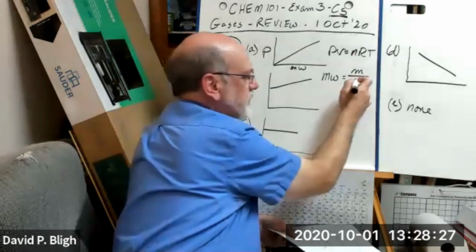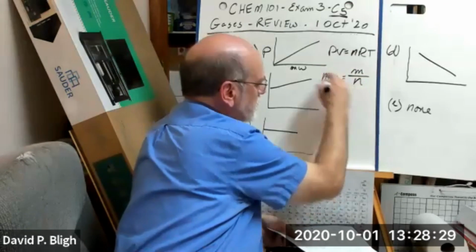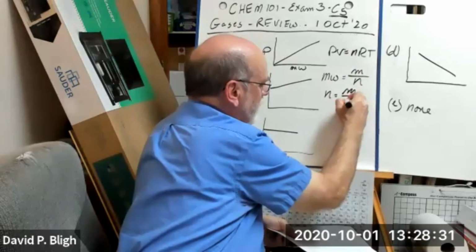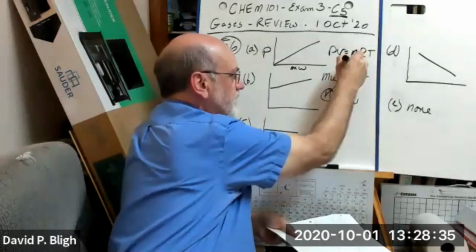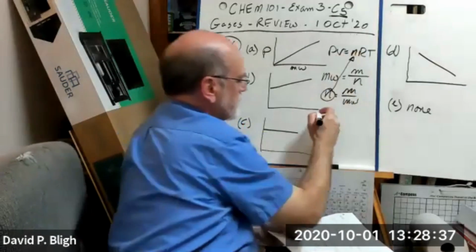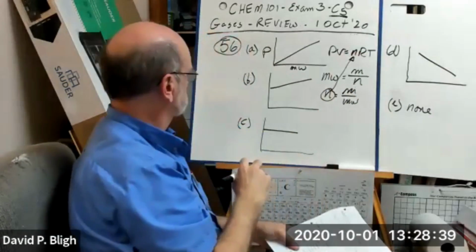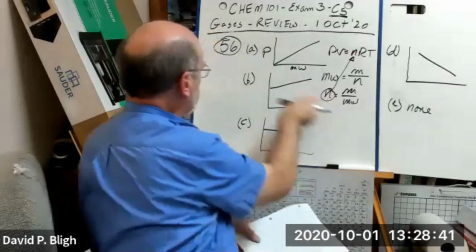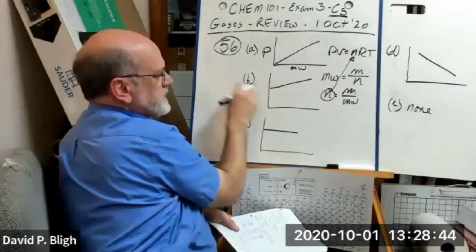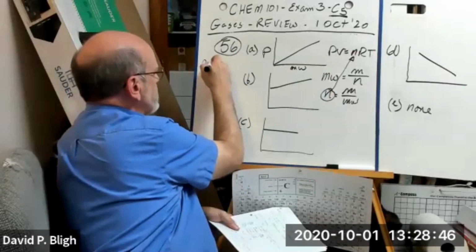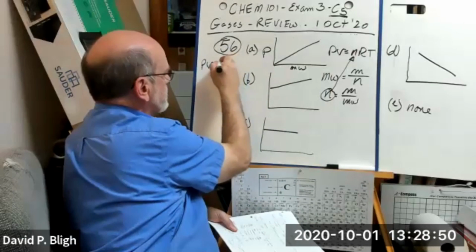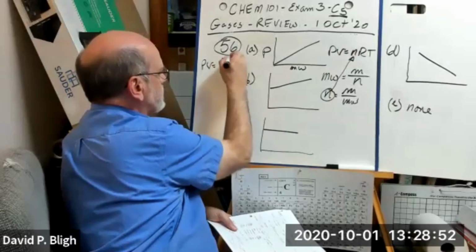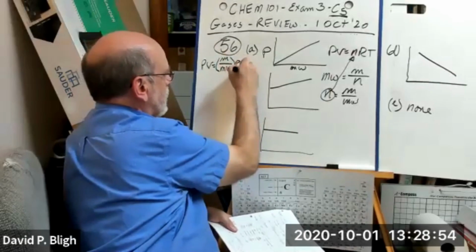Right? So if we solve for the number of moles, we have mass divided by molecular weight. Then we can substitute this one in there. So this gives us, I'm going to come over here. This gives us PV equals number of moles, which equals mass over molecular weight, times RT.